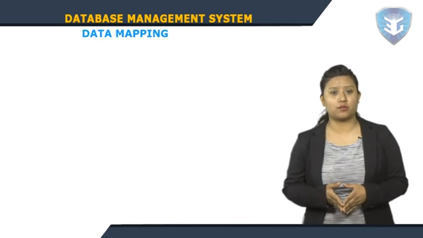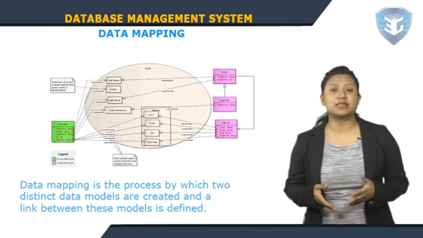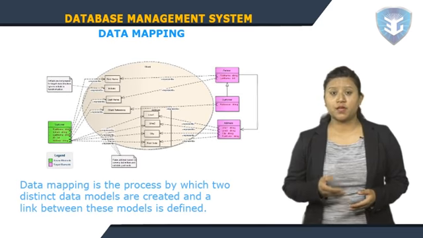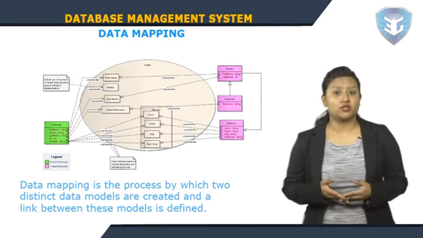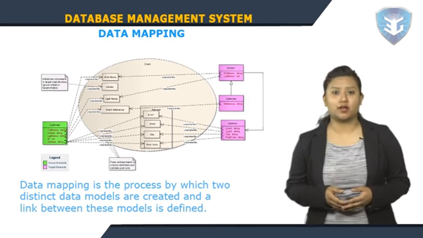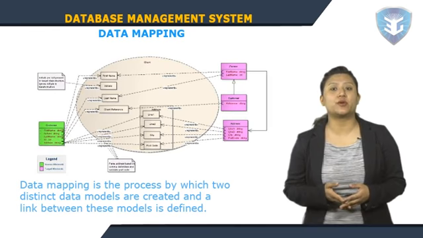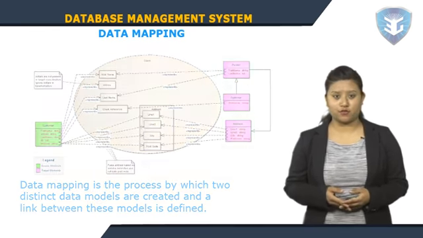We will now talk about data mapping. Data mapping is the process by which two distinct data models are created and a link between these models is defined. Data models can include either metadata and atomic unit of data with a precise meaning in regards to semantics and telecommunications. The system uses the atomic unit system to measure the properties of electricity which contain the information.